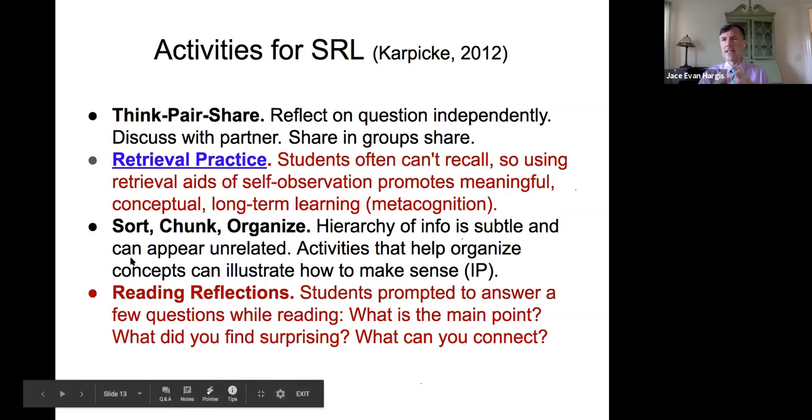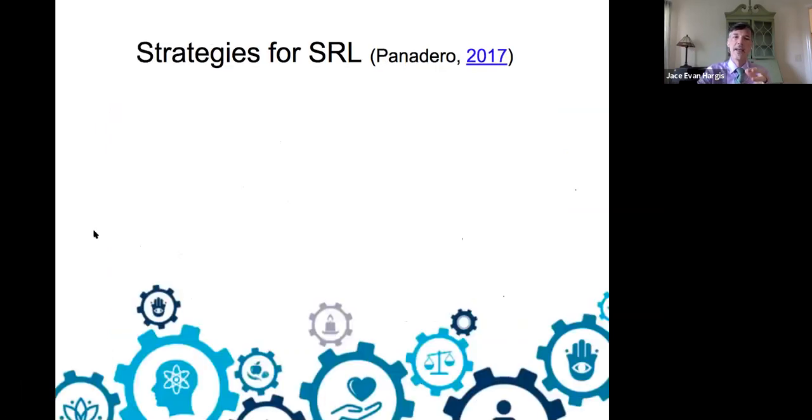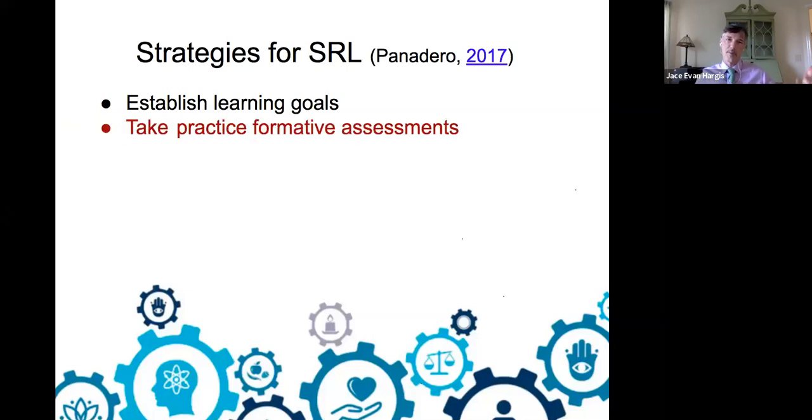We've got that list of 280 active learning techniques. Many of those, and if you didn't get that previously, I can share that with you, will allow them to really work on their self-regulation as well. Some strategies that we might think about using is obviously have students establish their learning goals. I hope they should be a representation from the outcomes. Lots and lots of practice formative assessments.